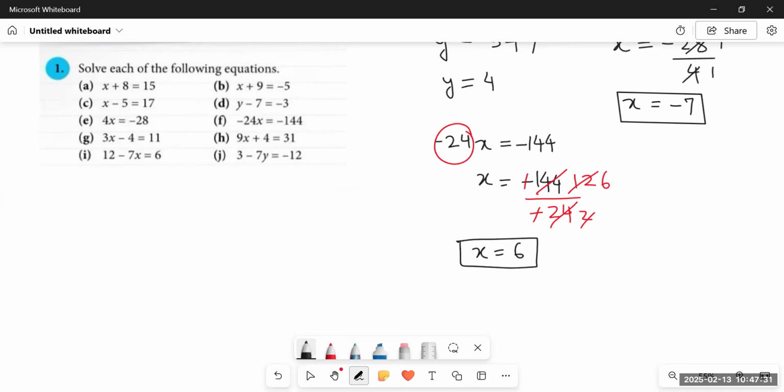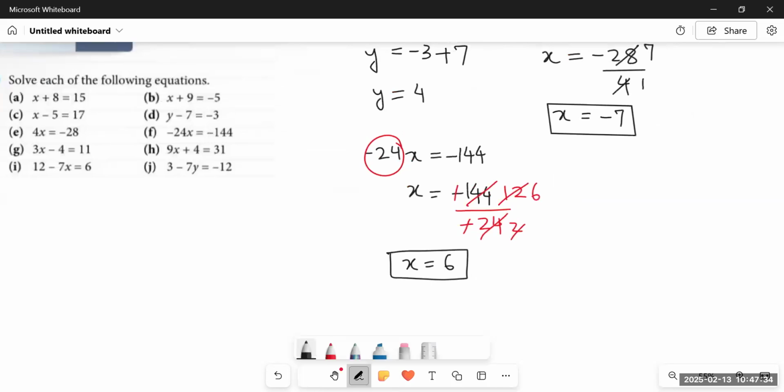Let me give you one more concept over here, students. If you have minus 24x is equals to minus 144, you have to do it the way we have already done. But if you have something like 24 minus x, then what will happen?